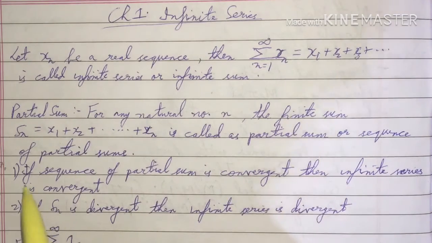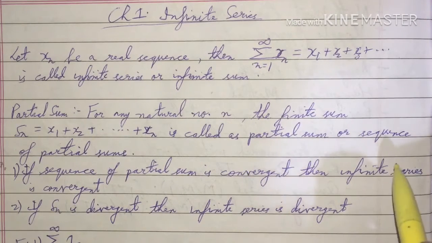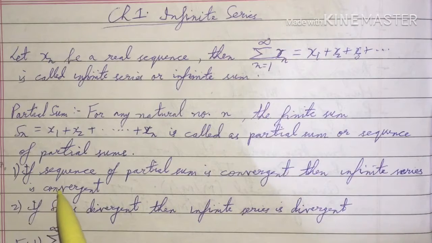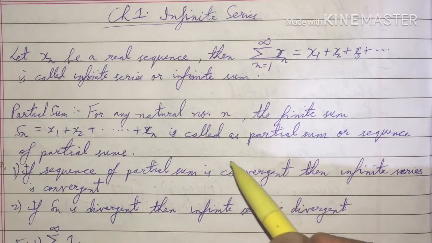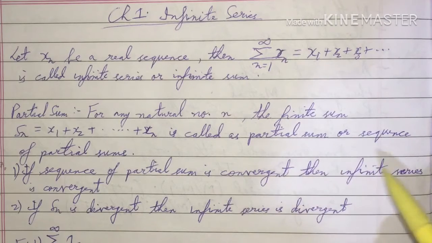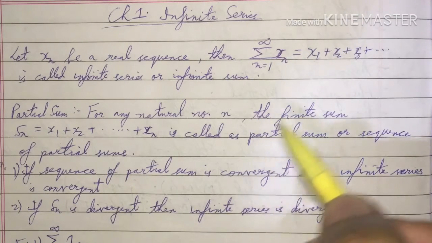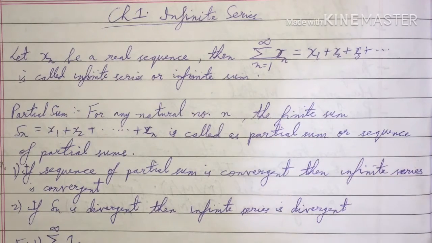So it's finite. Now if the sequence of partial sum is convergent, then the infinite series is convergent. So basically if you notice, it converges, the sequence of partial sum. If it continues up till infinity, then the infinite series will converge. And if Sn, which is basically the sequence of partial sum, diverges, then definitely the infinite series will diverge.